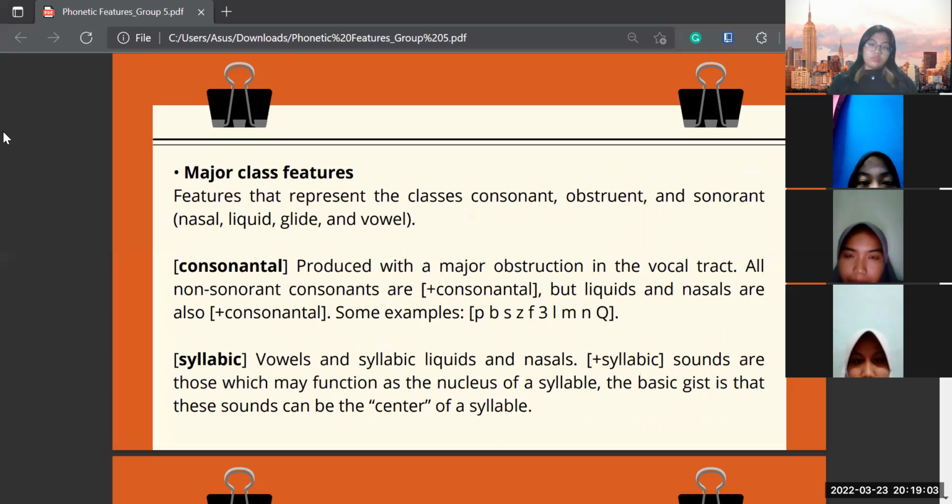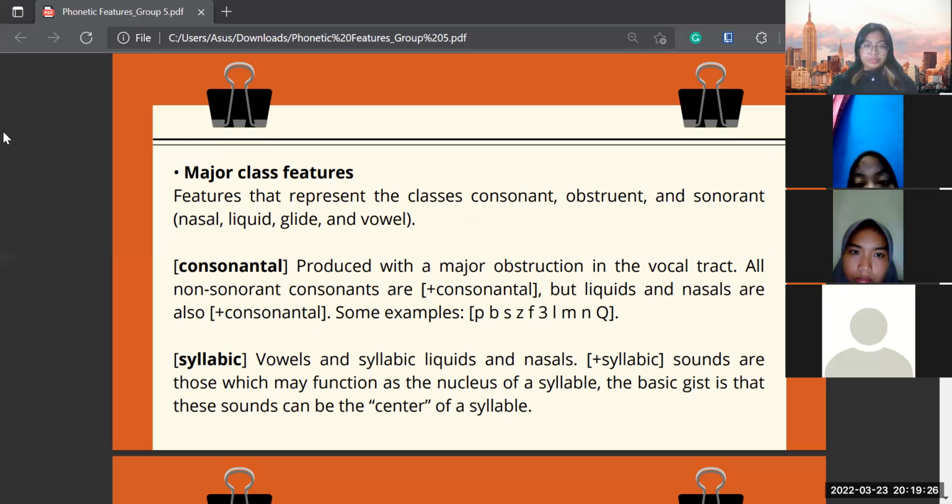Okay, major class features. Features that represent the class: consonantal, syllabic, sonorant, nasal, liquid, glide, and vowel. The first one is consonantal. Consonantal sounds are produced with a major obstruction in the vocal tract. All obstruent consonants are plus consonantal, but liquids and nasals are also plus consonantal. Some examples are P, B, S, Z, F, L, M, and K.